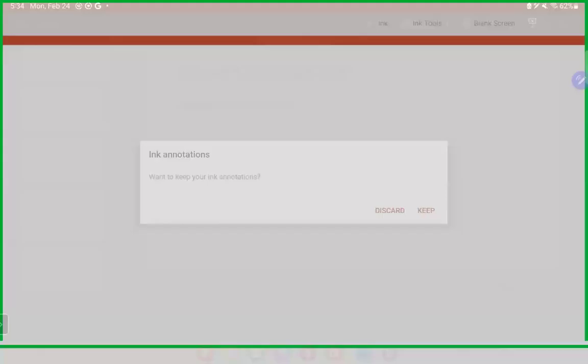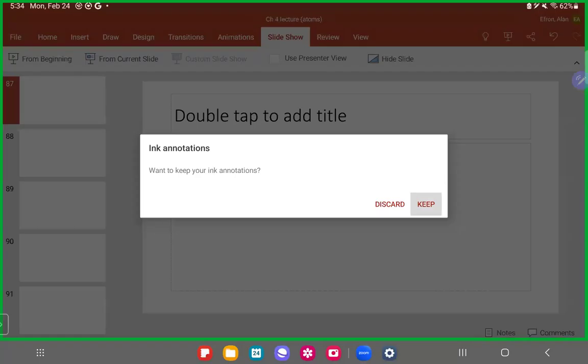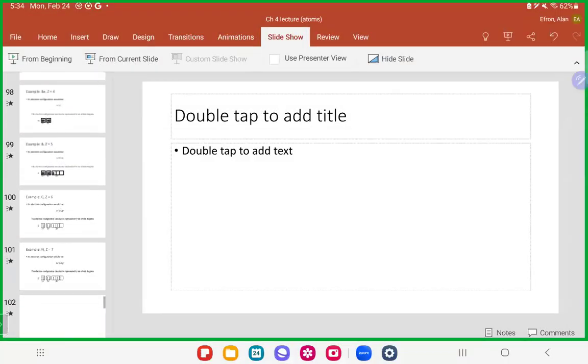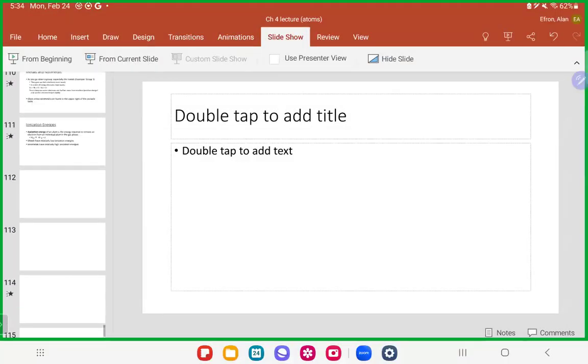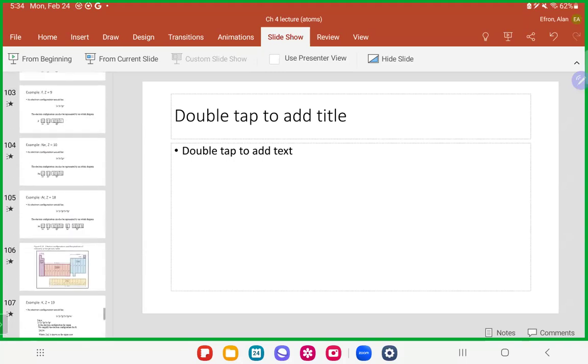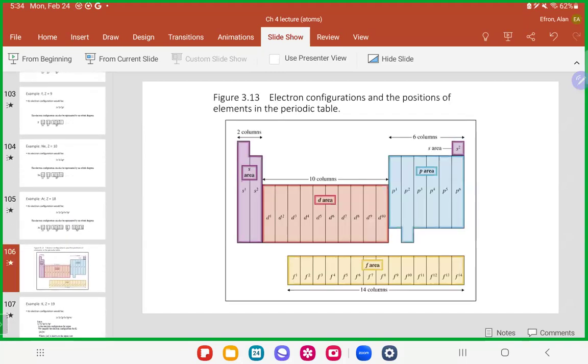So let me find that picture actually, I think. All right. I want to go there real quick.